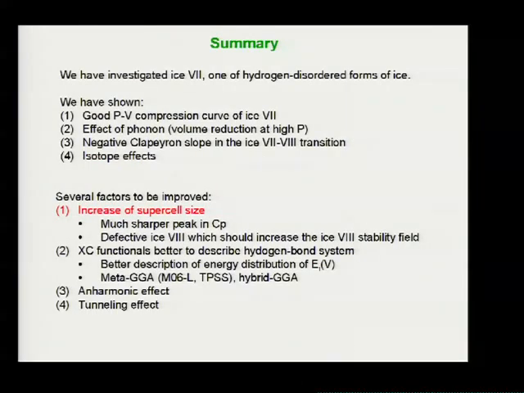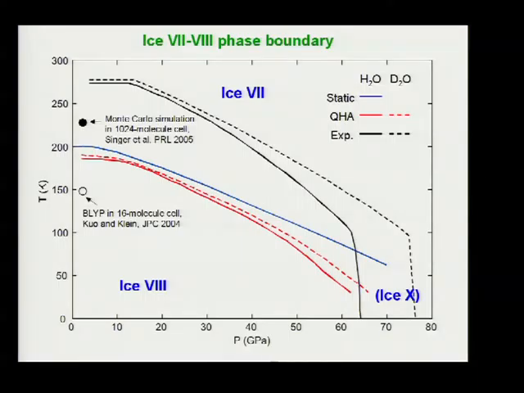So far we have investigated ice VII, one of the hydrogen-disordered forms of ice. We have shown that our calculation reproduces the pressure-volume compression curve of ice VII. We also show the effect of phonons, and our calculation reproduces a negative Clapeyron slope and the isotope effect. Therefore, our calculations are qualitatively very good, but quantitatively there are some discrepancies between experiment and calculation. As you can see, there is a rather large discrepancy in Tc between experiment and calculation. So there must be several factors to be improved.